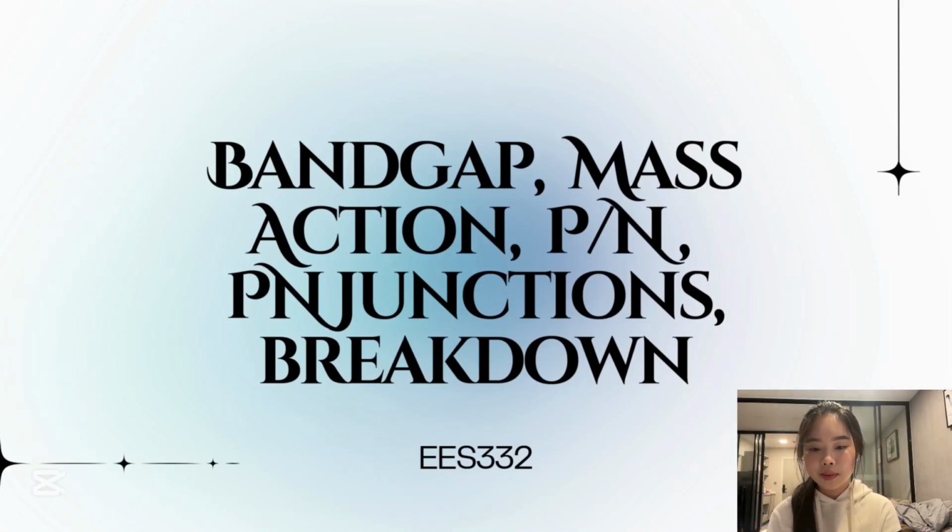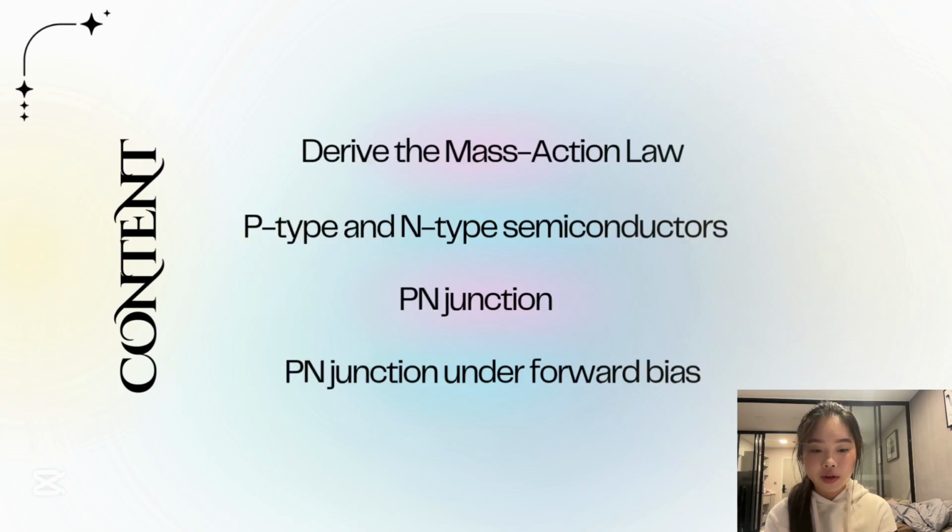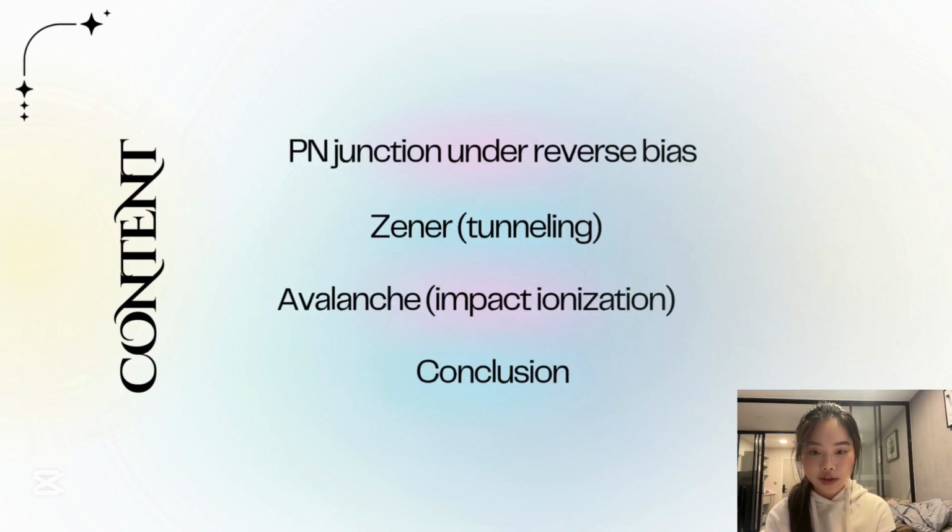Today we are going to explore 5 fundamental semiconductor concepts: bandgap formation, the mass action law, p-type and n-type semiconductors, p-n junction operation, and breakdown mechanisms, including avalanche and Zener effects. By the end, you will understand how these concepts explain the electrical behavior of diodes and related devices.